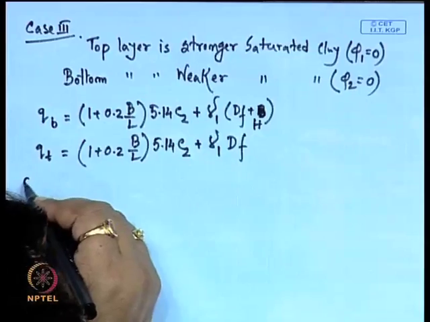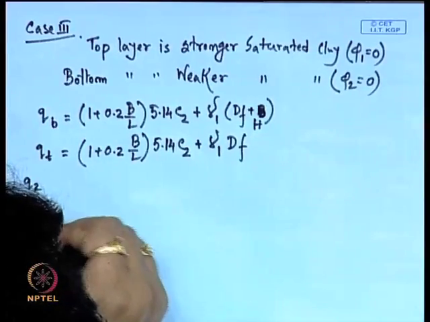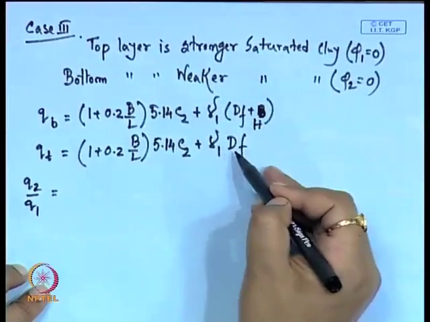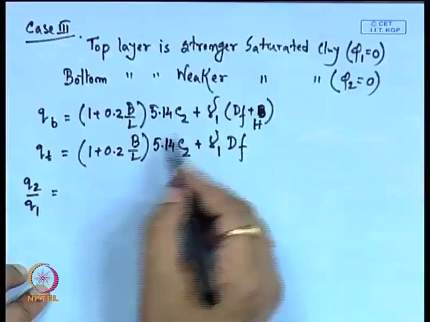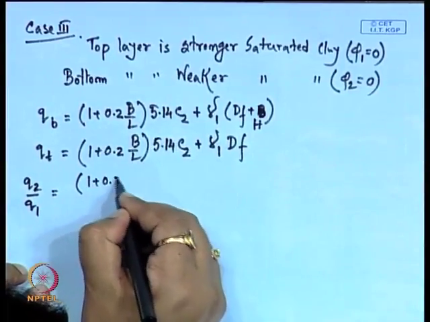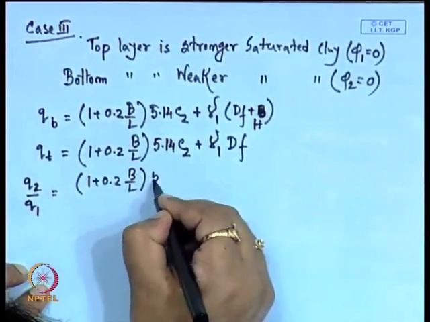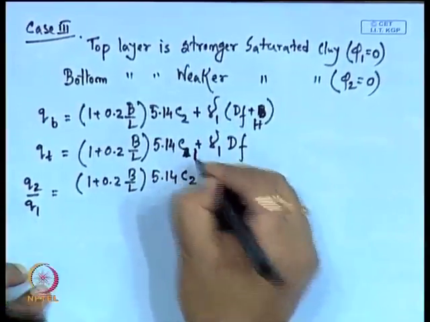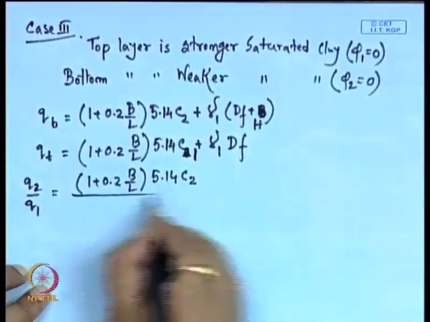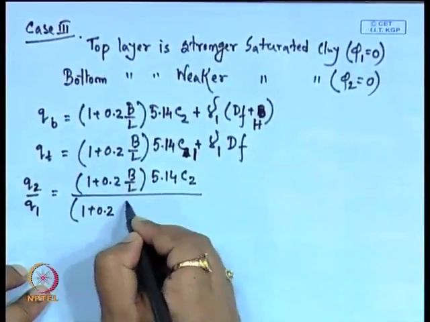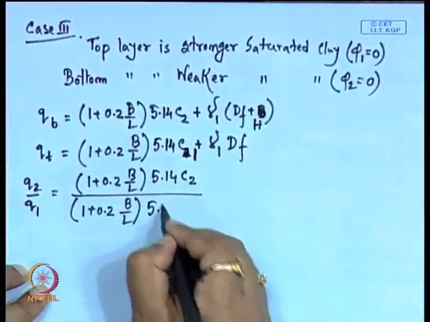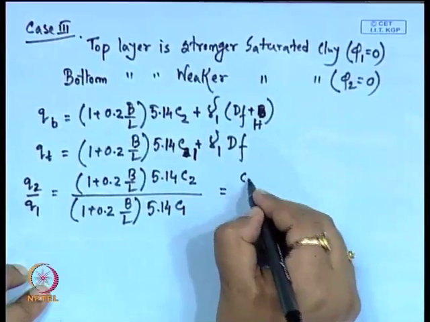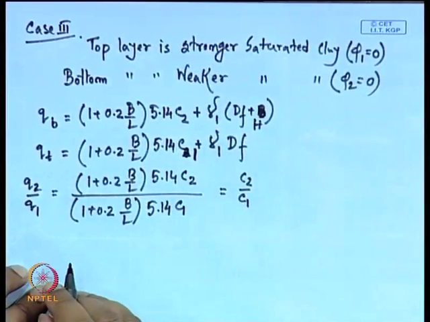So, ultimately we can write that q 2 by q 1, that ratio, where it is in the surface. So, if it is in the surface, then this part is gone. So, this part is 0 again. So, that means this will be 1 plus 0.2 B by L 5.14 C 2, sorry, this one will be C 1, C 2 divided by 1 plus 0.2 B by L 5.14 C 1. So, that means the ratio will be C 2 by C 1.